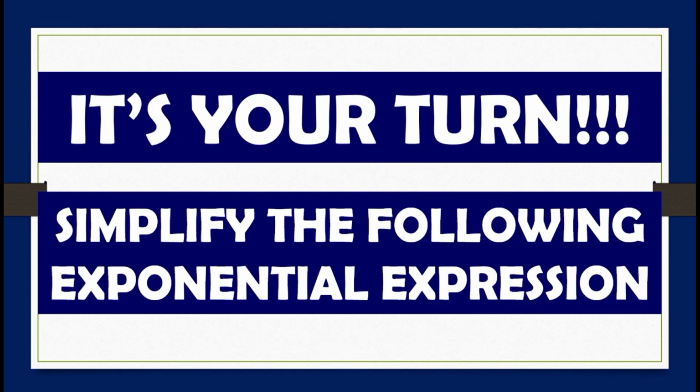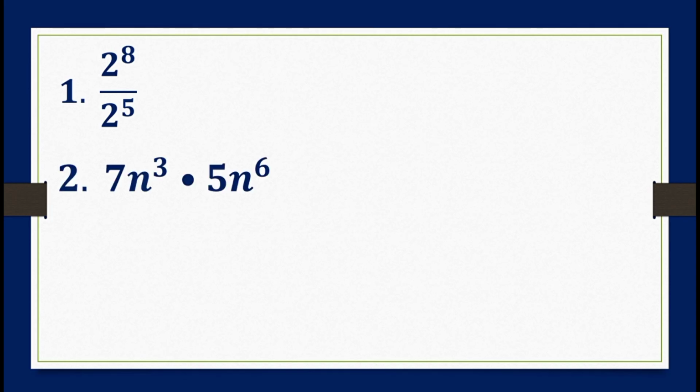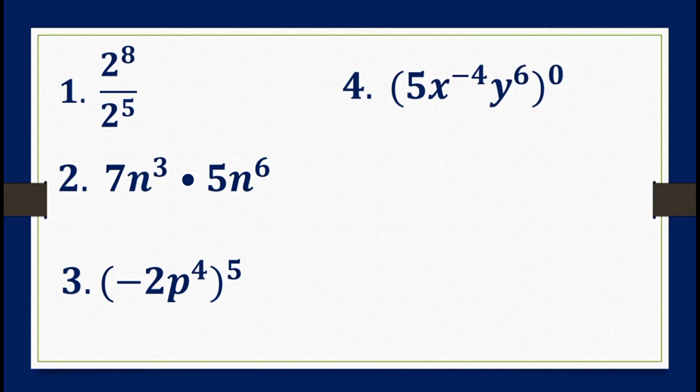This time, it is your turn. Simplify the following exponential expressions. First, 2 raised to 8 over 2 raised to the 5th power. Second, 7n cubed times 5n to the 6th power. Third, quantity of negative 2p to the 4th raised to the 5th power. Fourth, quantity of 5x raised to negative 4, y raised to the 6th power, raised to 0.